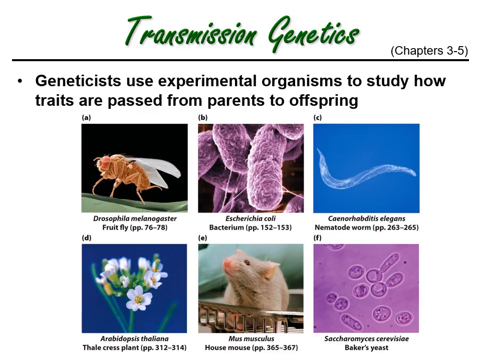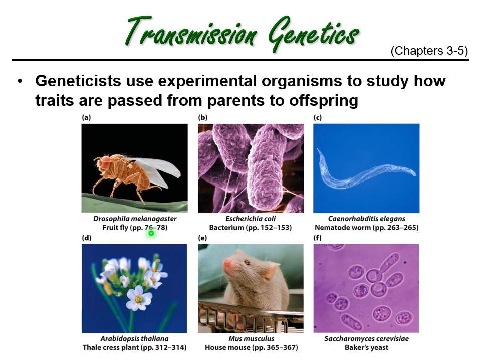Now going back to this, so transmission genetics, let's talk a little bit more now that we've seen what to expect. Let's talk about how this works. Right. So you've seen the slide before, right? Transmission genetics. Geneticists use experimental organisms to study how traits are passed from parents to offspring. We talked about fruit flies and E. coli and yeast, etc. And so now let's talk about what is a good organism to use.